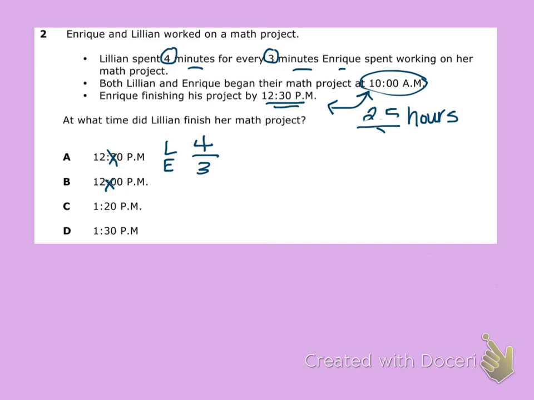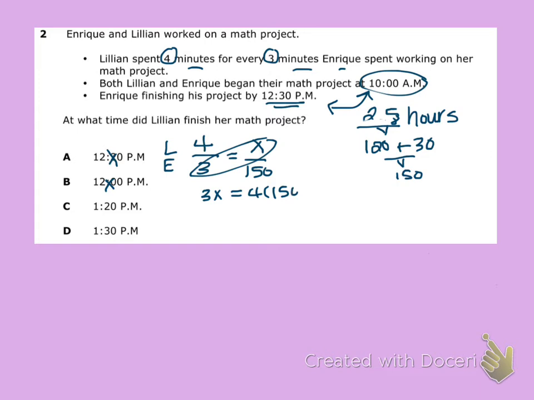So we want to convert these to minutes. So in 2 hours, it is 60 minutes times 2. So 2 hours is equivalent to 120 minutes. And a half of an hour is equivalent to 30 minutes. So he took a total of 150 minutes on his project. So equals, we don't know how many minutes she spent, but we do know how many he spent. We cross multiply and we get 3x equals 4 times 150.